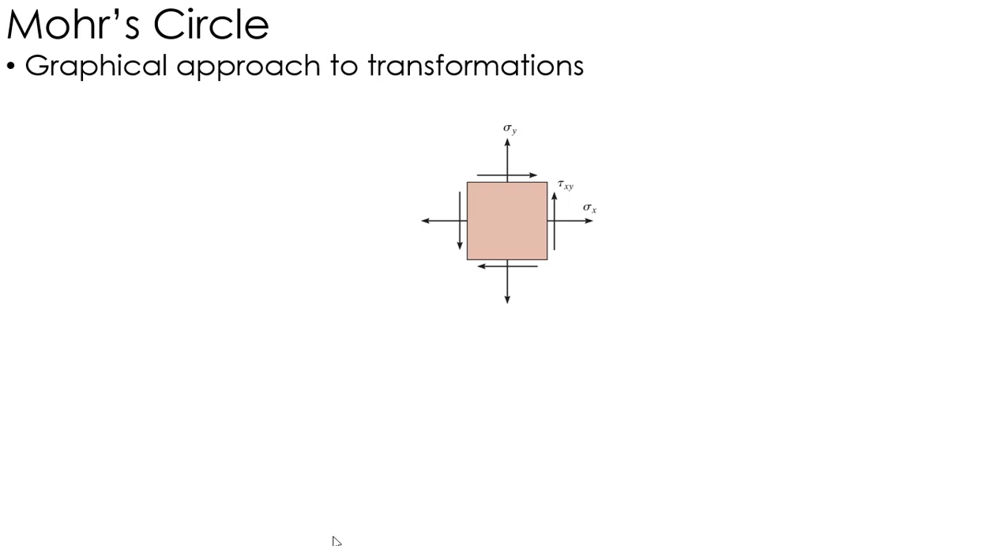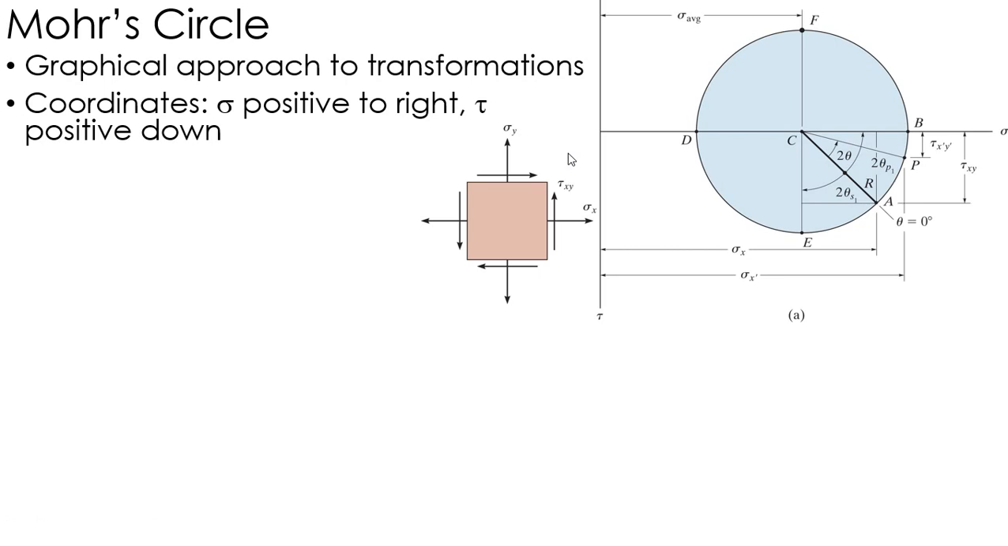So here we're going to talk about Mohr Circle, which is really just a graphical way that we could do these stress and strain transformations. So again, we start with our state of stress, sigma x, sigma y, and a tau. And what we're going to actually do is set up coordinates, and here's a picture of Mohr Circle that I'll be referring to.